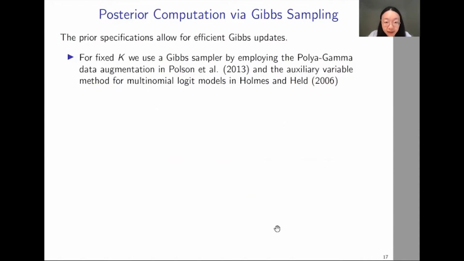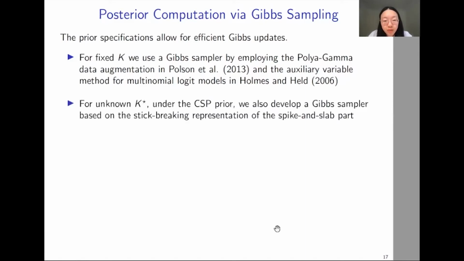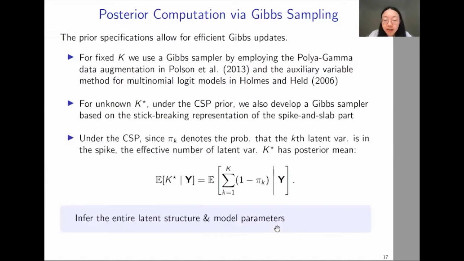For fixed K, we just use a Gibbs sampler by employing the Polya-Gamma data augmentation for logistic regression. And we also employ the auxiliary variable method for multinomial logit models. For unknown K, under the cumulative shrinkage process prior, we also develop Gibbs updates. And this is possible thanks to the stick-breaking representation introduced before.